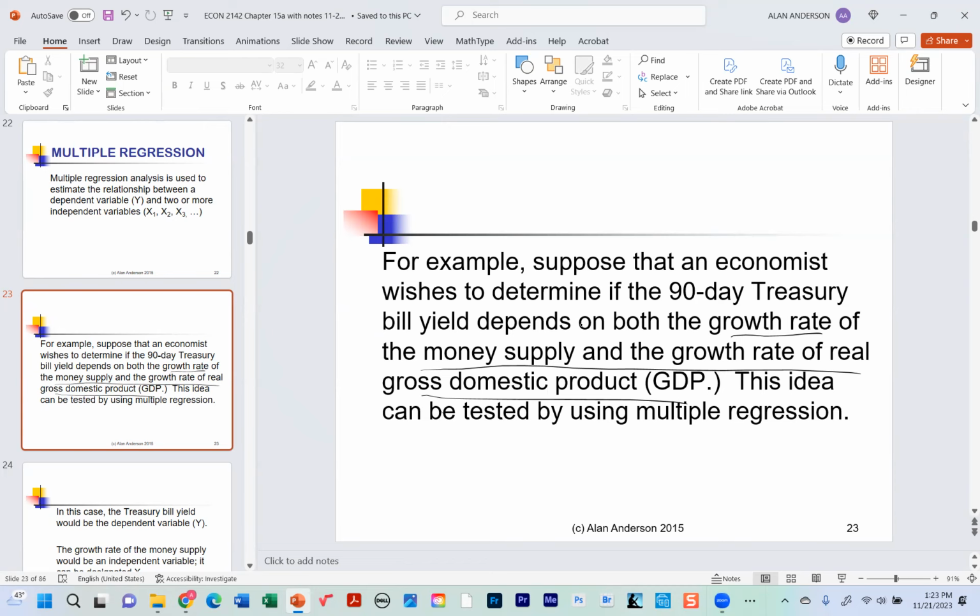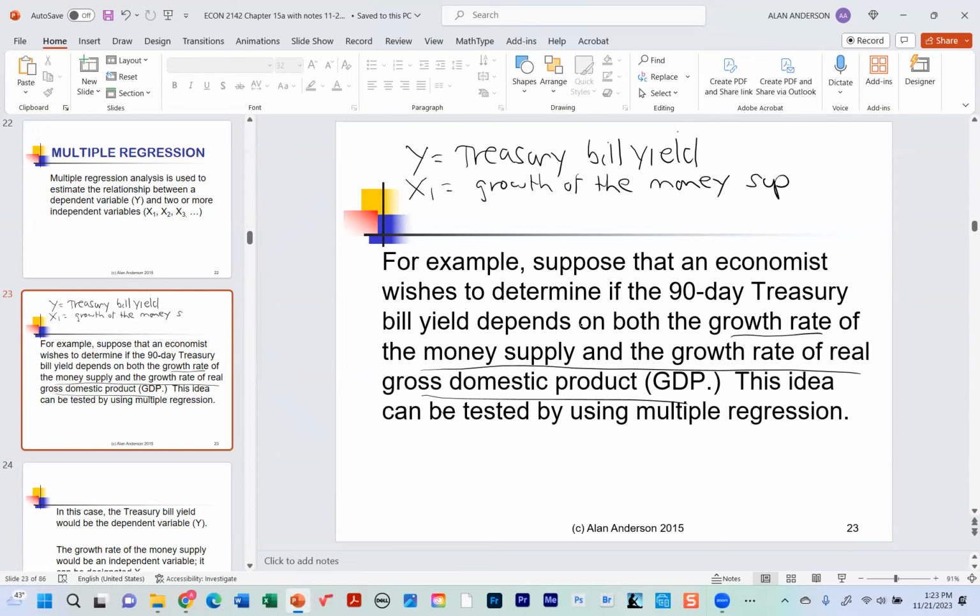Well, obviously, we now have more than one independent variable. In fact, we could think of the Treasury bill yield as Y, the dependent variable. And then these two we'll call X1 and X2 now. X1 is the growth of the money supply. You must have learned about all this in macro. X2 is the growth rate of real GDP.